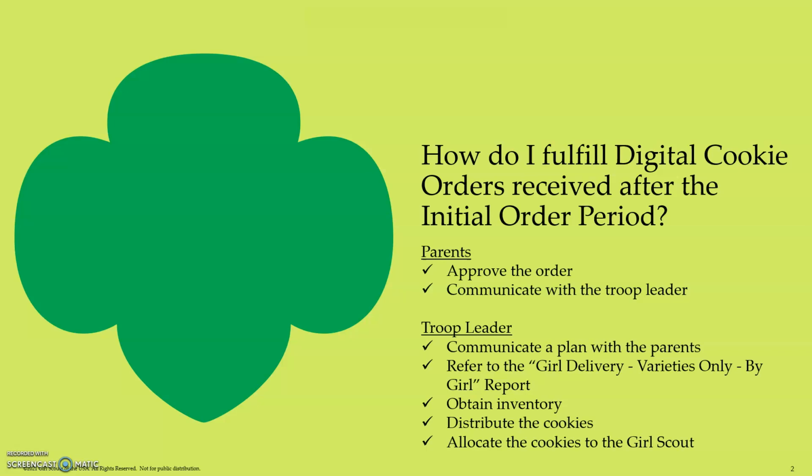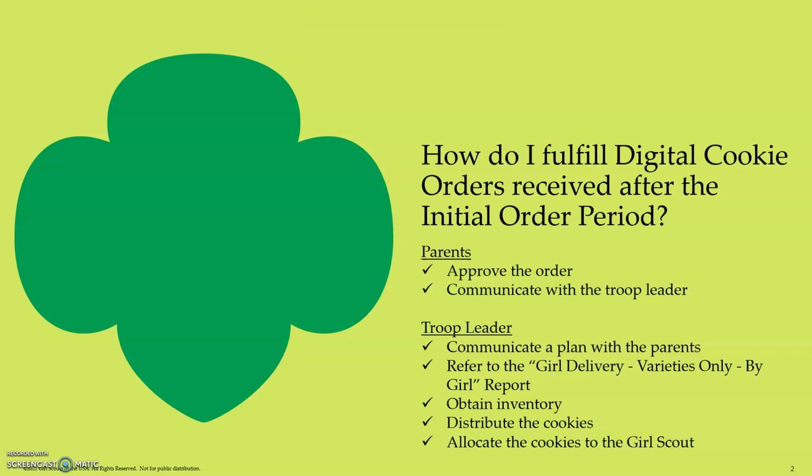If you're a parent, be sure to approve orders that have come in on your Girl Scouts Digital Cookie website. You'll then want to communicate with the troop leader that you have received additional orders and together devise a plan to obtain the inventory to fulfill those orders and make sure that your Girl Scout delivers those cookies to their customer. As a troop leader, you'll want to communicate a plan with parents, letting them know your plans should they have additional digital cookie girl delivered orders.